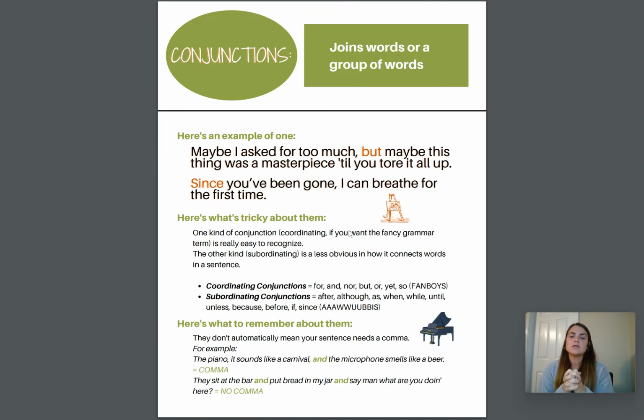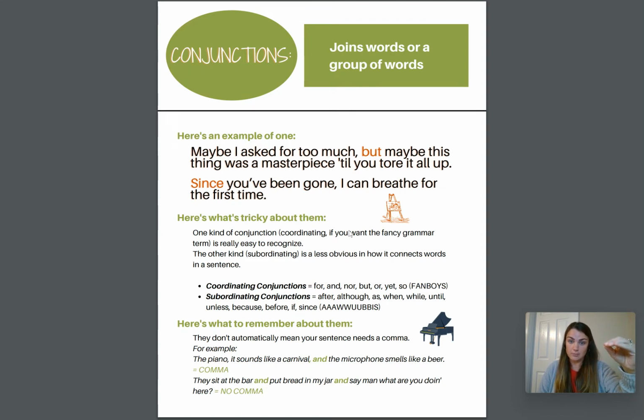Conjunctions. Conjunctions are words that join words together or join groups of words together. For example: "Maybe I asked for too much, but maybe this thing was a masterpiece till you tore it all up." But is your conjunction. It connects the first part of the sentence with the second part. Another kind of conjunction is the second example: "Since you've been gone, I can breathe for the first time." What's tricky about them is the difference between the two examples.